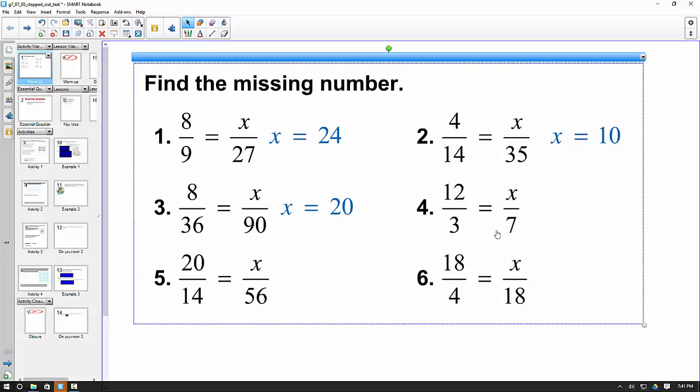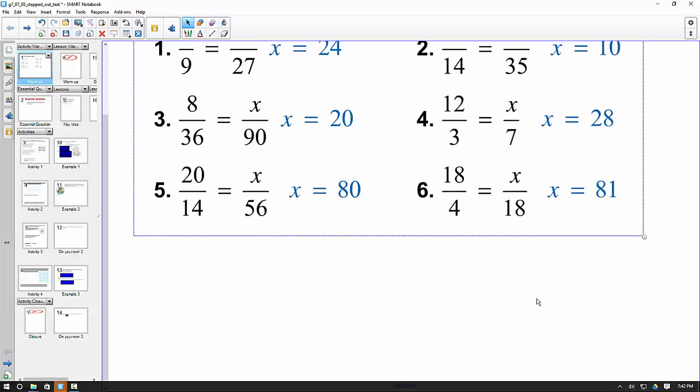This one as well, not really friendly numbers, so I'm going to say 3x equals 84, and then x equals 28. Again, not very friendly numbers here. So 14x equals, what would that be? 1,200, I think, and then divided by 14 is 80. And then this one here, 4 goes into 18 a little over 4 times, like 4.5 times. So I'd probably cross multiply on this one as well. So I have 4x, and I get 81 as my answer.